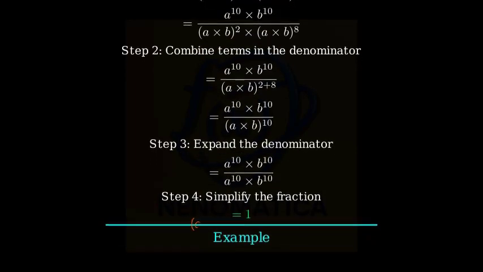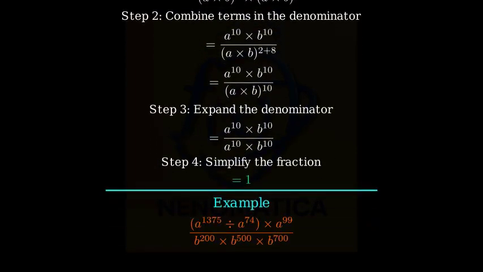Our second example involves simplifying a more complex fraction. In the numerator, we have a to the 1,375 divided by a to the 74, and that quantity is multiplied by a to the 99. In the denominator, we have b to the 200 times b to the 500 times b to the 700.